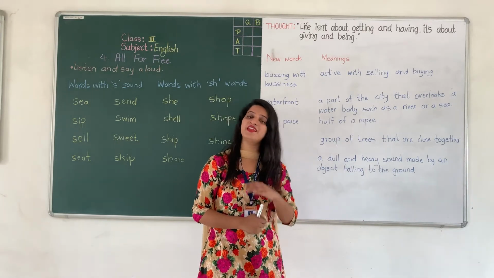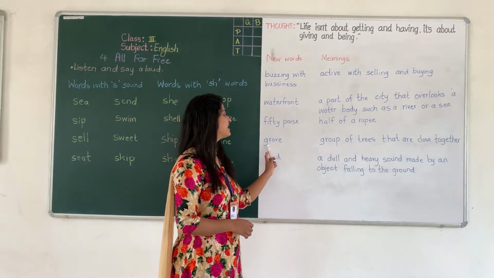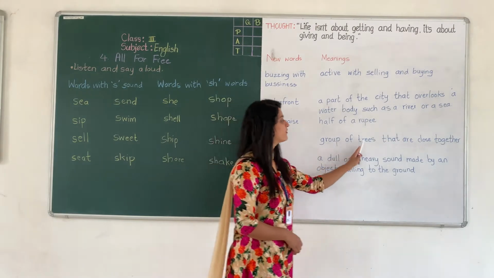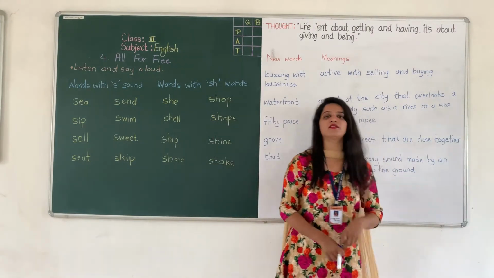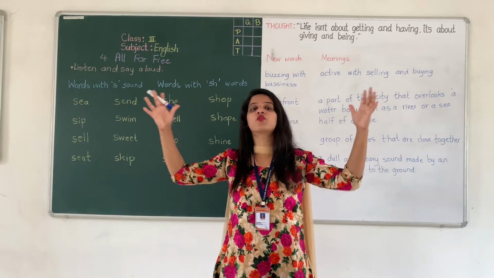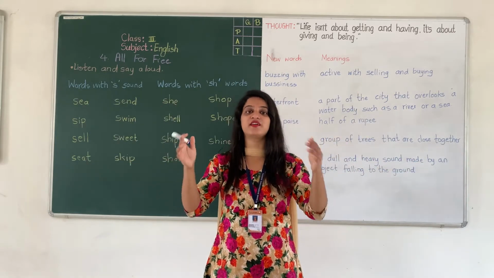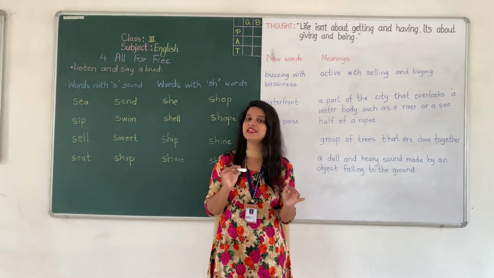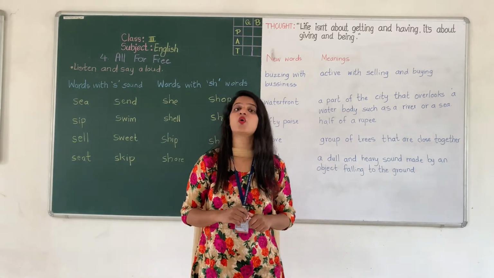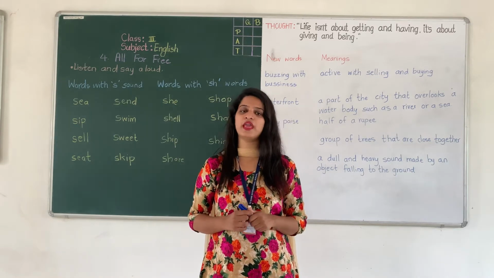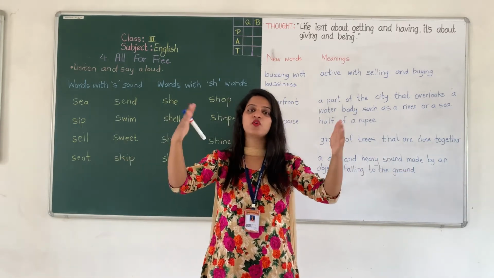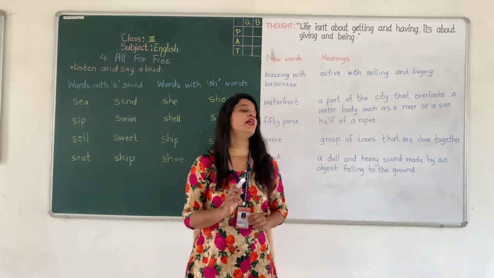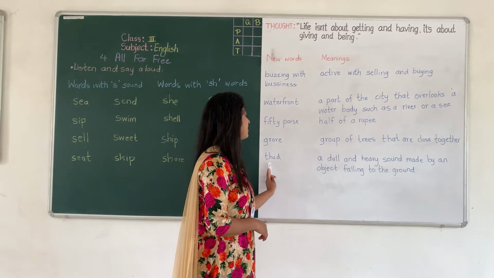Okay, my dear children. Now let us see the next word, that is grove. Grove means a group of trees that are close together, like you might have seen in the forest, right? But here in this lesson we will study about the coconut trees grove. Okay, it means all the coconut trees in a group are close together. Lots of coconut trees.